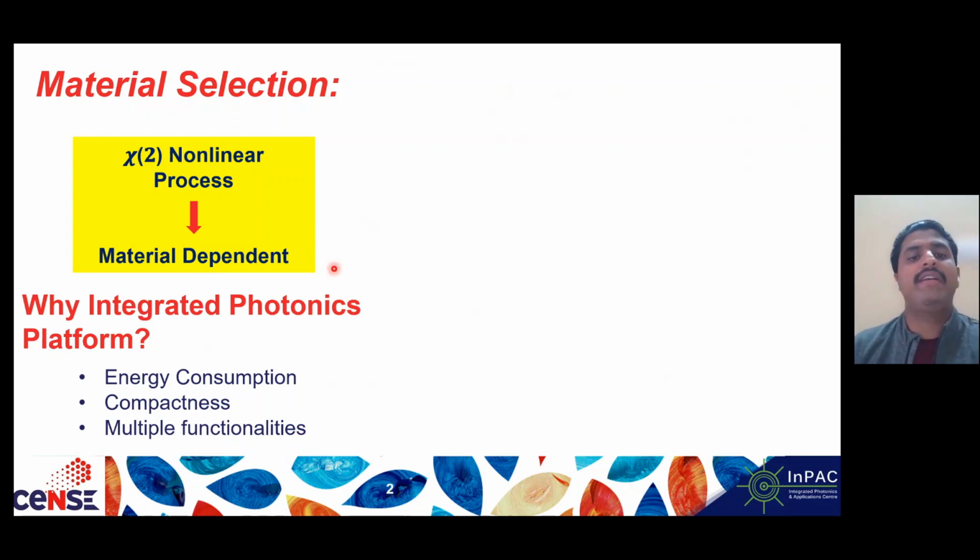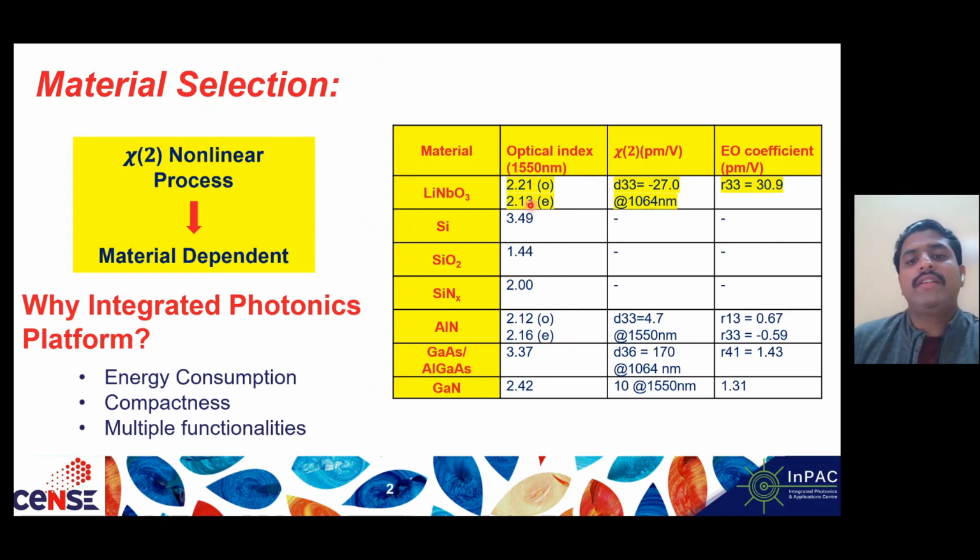Keeping all of these in mind, we have to choose an integrated photonics platform with really good χ2 nonlinearity. When you check the currently available integrated photonics platforms, silicon and silicon nitride are the widely used ones. But both of these materials don't possess any χ2 properties, which leads us to think about lithium niobate based, aluminum nitride based, and gallium nitride based platforms, where we can achieve really good χ2 properties.